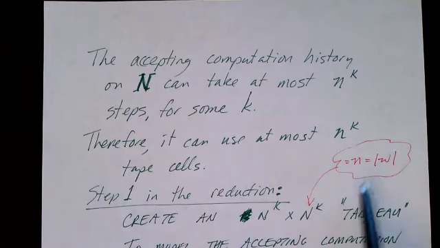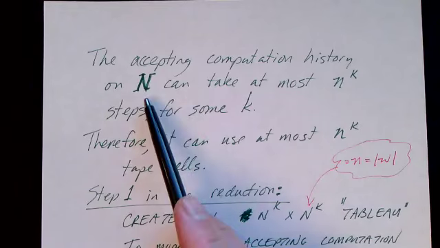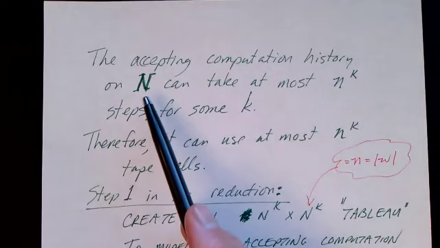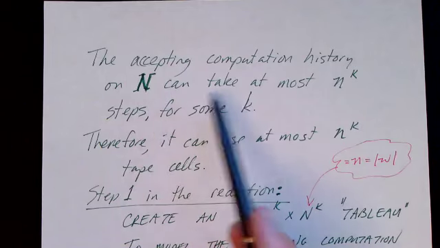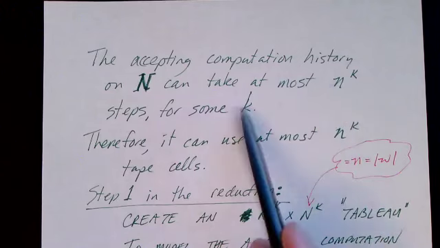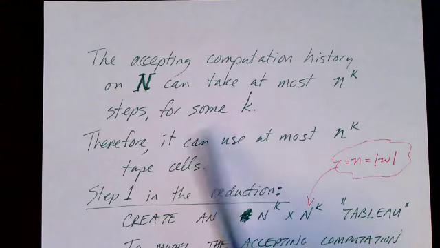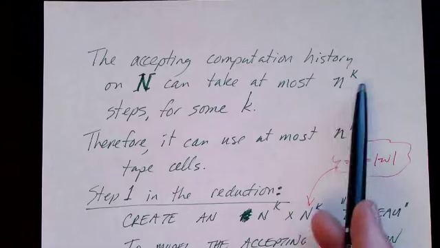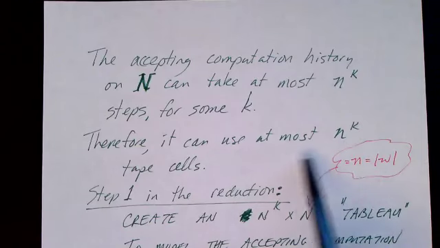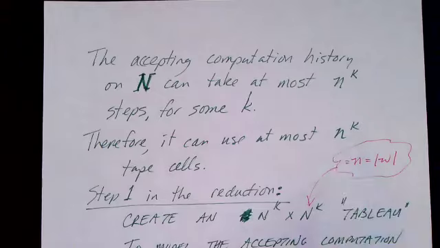The length of our input W is characterized by little n. Big N is the non-deterministic Turing machine. The accepting computation history in the non-deterministic Turing machine N can take at most polynomial steps, or n to the k steps for some k. How big is the tape going to be on that accepting history? Well, at most, with n to the k steps, we can use at most n to the k tape cells. So our tape size is limited to n to the k tape cells.